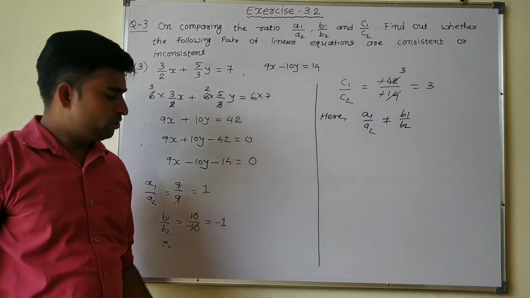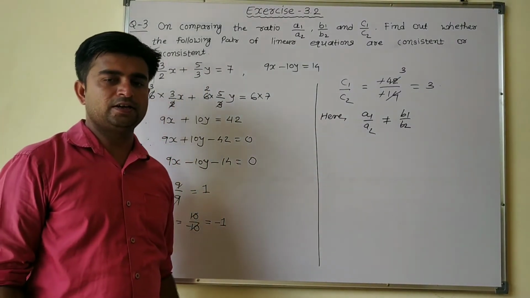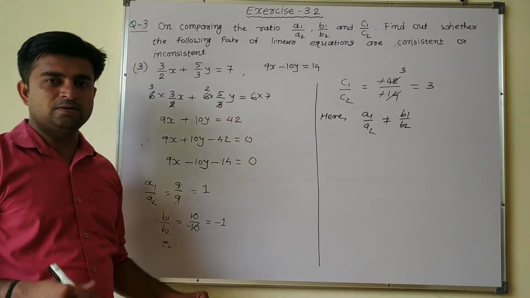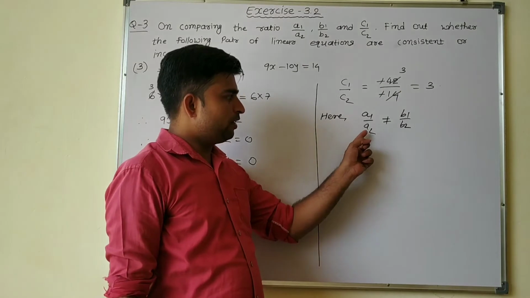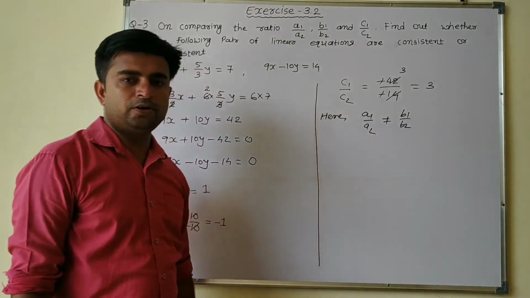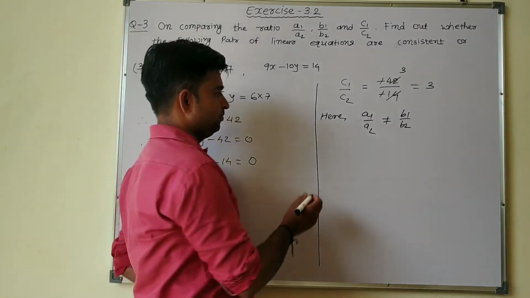अगर पहले दो रेशियो डिफरेंट आए तो हमें थर्ड की कंपैरिजन नहीं करनी. अगर फर्स्ट टू इक्वल आए तभी हमें थर्ड को कंपेयर करना है. So here A1 upon A2 is not equal to B1 upon B2. So the given equations are consistent.